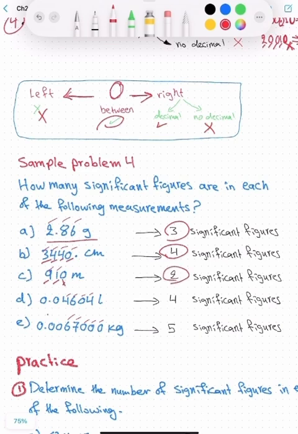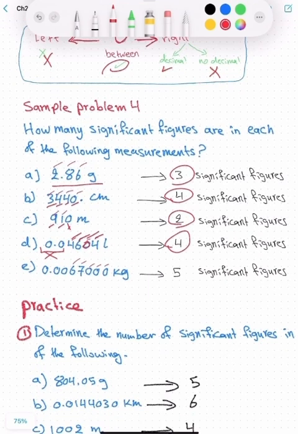Only 2. 0 on your left, they're never significant. Number. This 0 is between two numbers, so yes. 4 significant figures. Here, on your left, never. Number. 0 is on your right. Do we have the decimal? Yes. So yes. 5 significant figures.